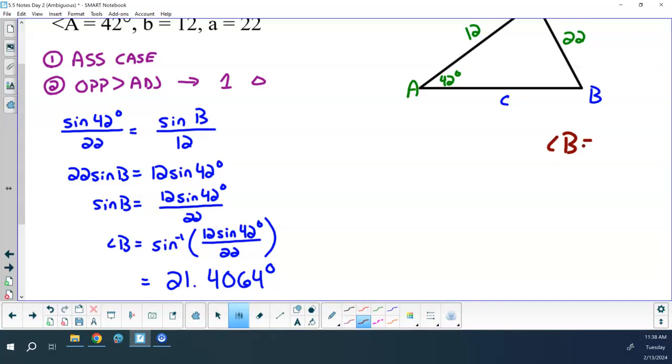When it gets to the very end, then you can round it. And the directions will be on whatever it is that you are doing as to how many decimal places you want to round to. So we're forcing you to read directions. Okay? So there's angle B. Now, how do I find angle C?